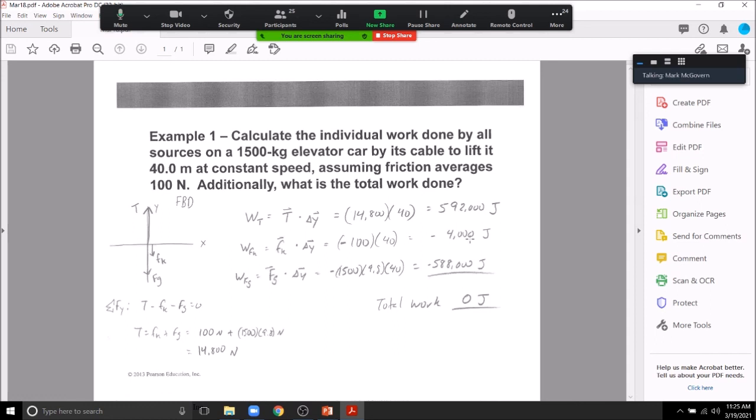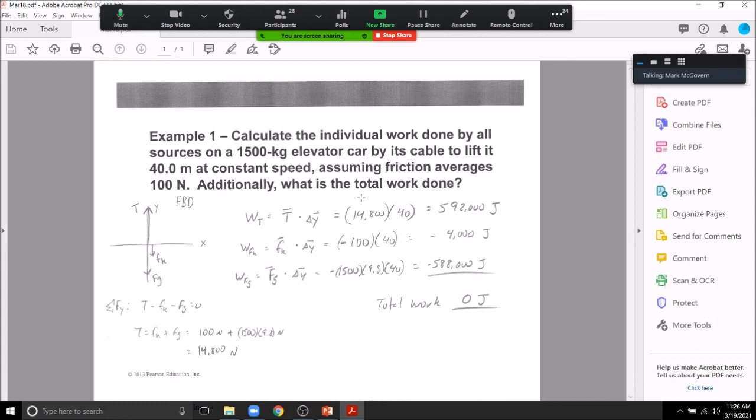The work done by friction is so tiny, it's only 100 newtons, so we get negative 4,000 joules. The work done by gravity is very large. I put in the gravitational force, mass times g, times the displacement, and I get that. So those are my answers for the different works being done.